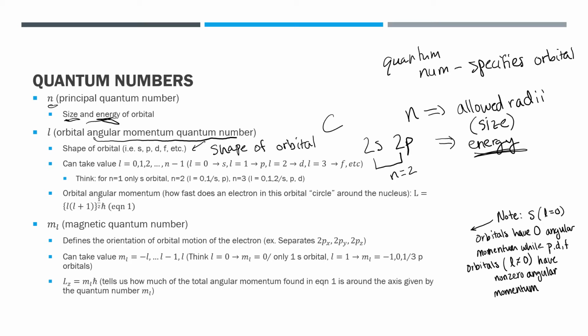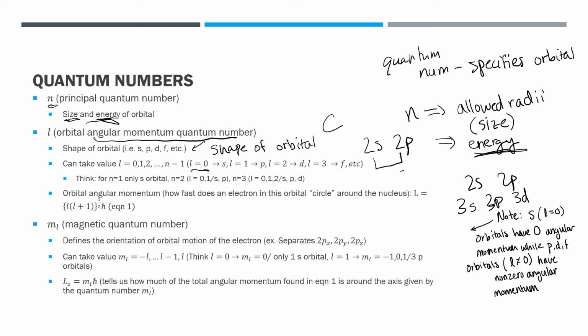So our n tells us, for example, n equals 2. If we look at our n equals 2 shell, we have 2s and 2p orbitals. The s and p are specified by the L quantum number. For n equals 3, we have 3s, 3p, 3d. The s, p, and d are specified by the L quantum number. Those are just examples. So L can take values from 0 to n minus 1.